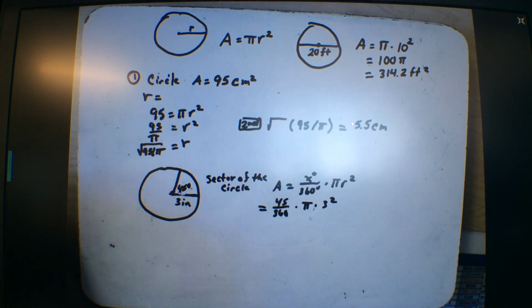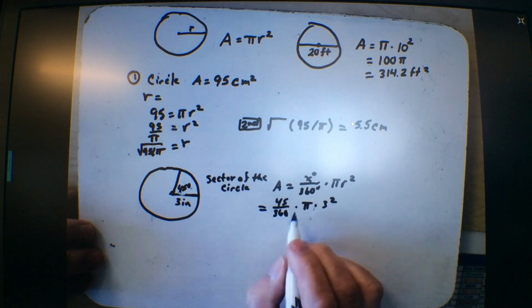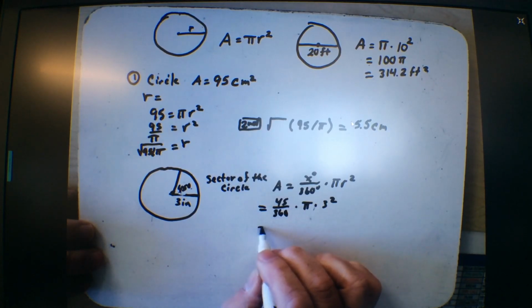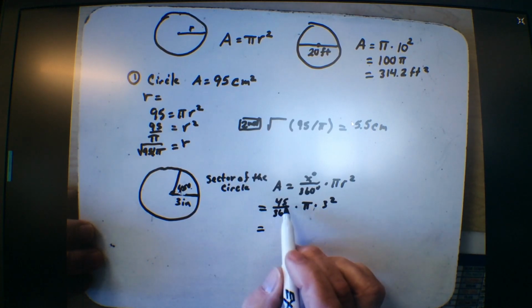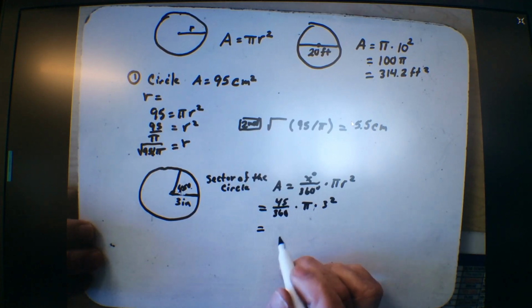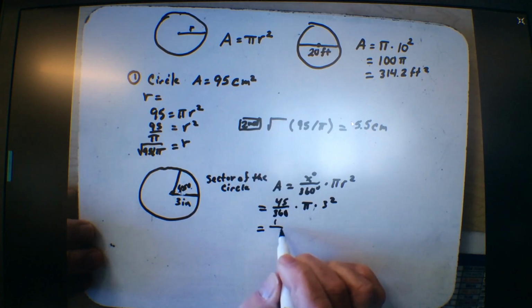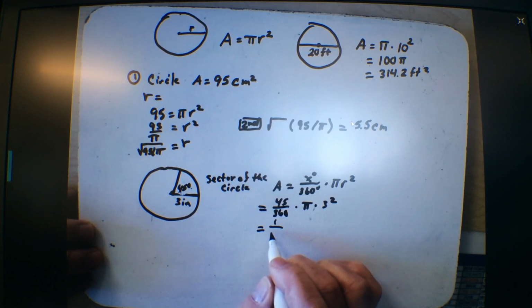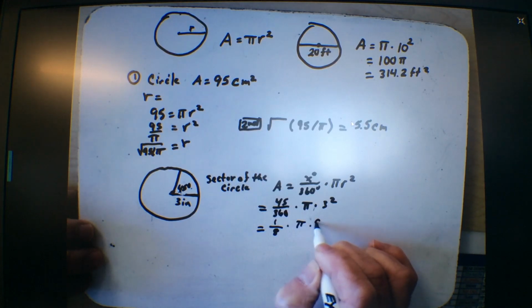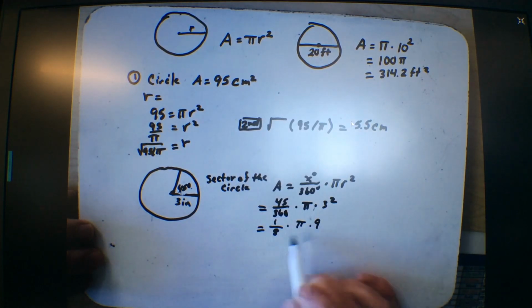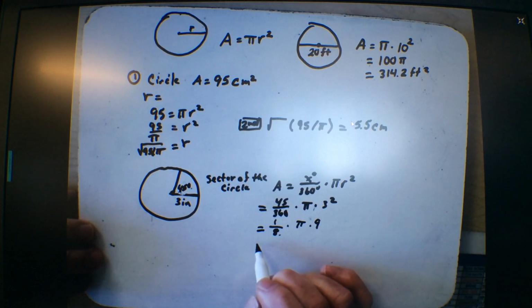Now, might I remind you that you do not really want these huge numbers right here. So I can simplify this fraction, okay? 45 goes into 360 how many times? 8 times. Oh, sorry, my bad. Okay, times pi times 9, right? Now oftentimes you might be able to cancel there, but I can't, can I?